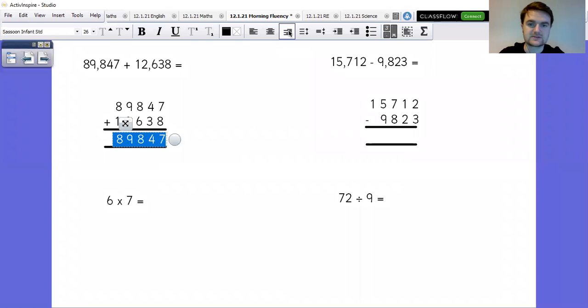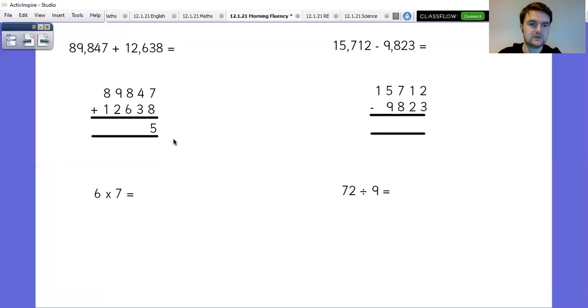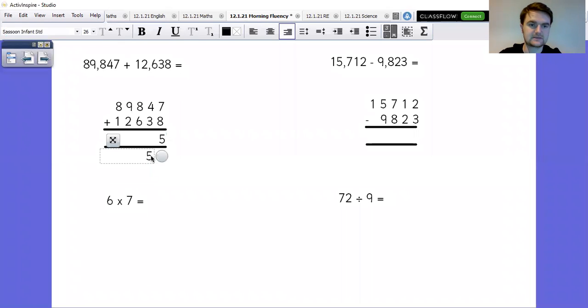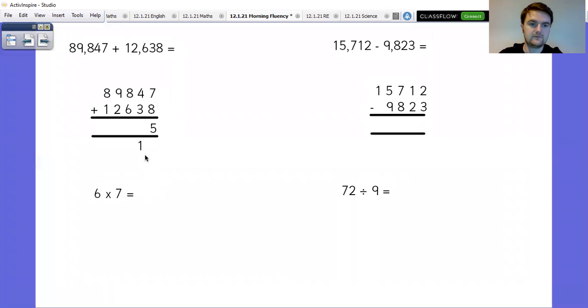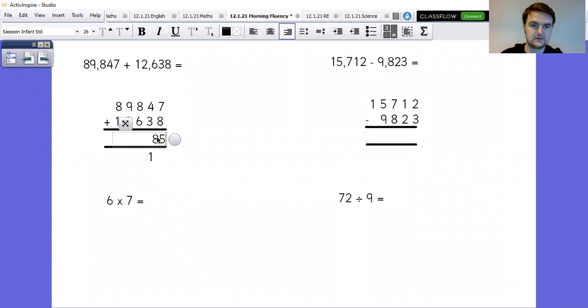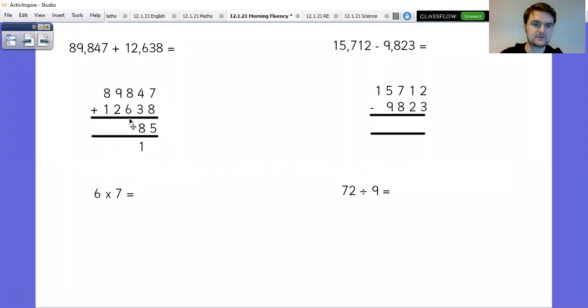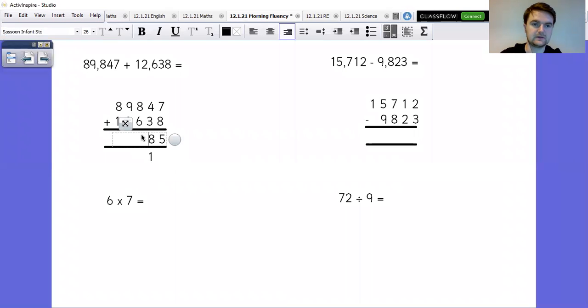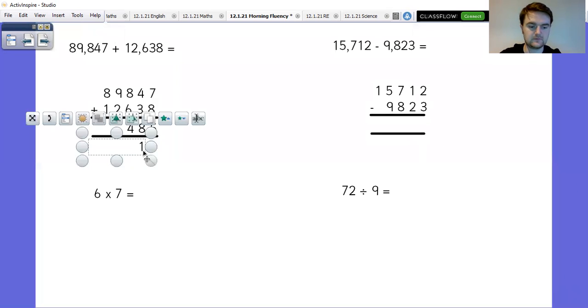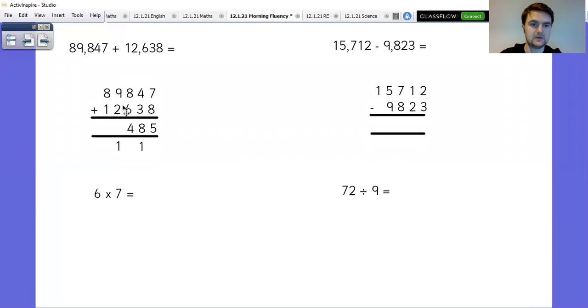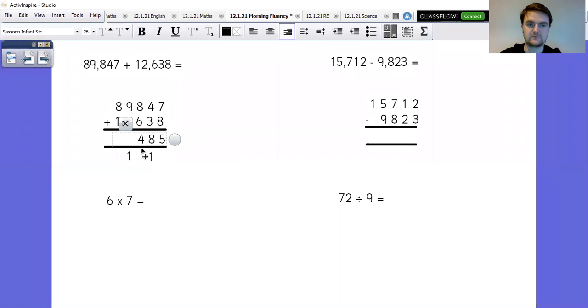So 7 ones plus 8 ones is 15 ones. So my 5 goes in the answer, and my 1 from my tens goes underneath so that I know to exchange it. 4 tens plus 3 tens plus the extra 10 gives me 8 tens. 800s plus 600s gives me 1400s. Now I can't fit 14 in there by itself, so I need to have 4, and then I need to exchange the 1 to the thousands. 9,000s plus 2,000s plus an extra 1,000 gives me 12,000s.